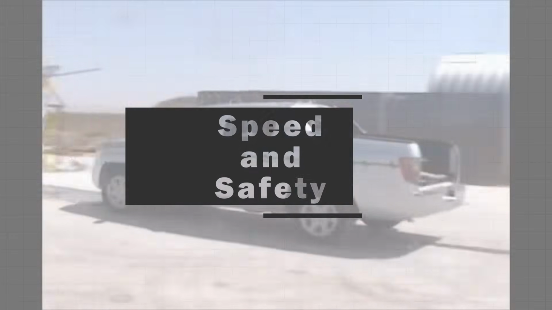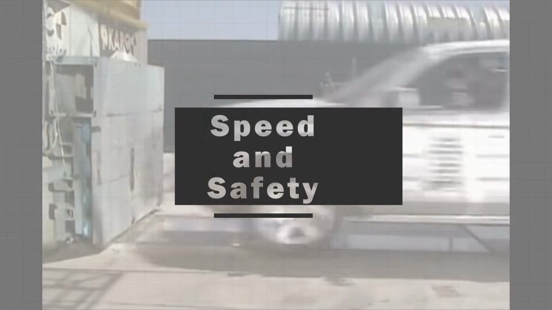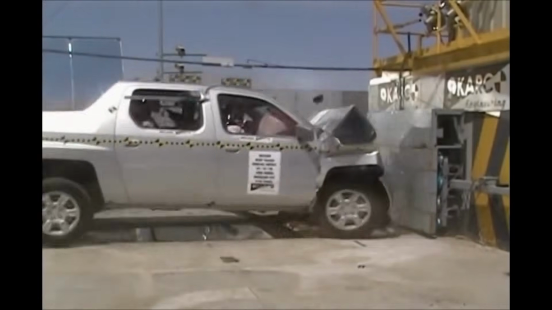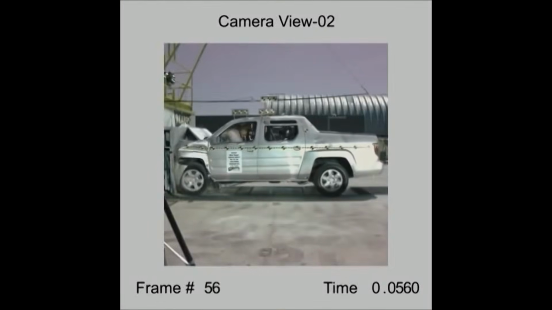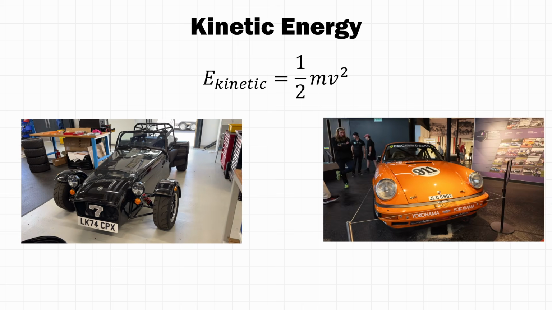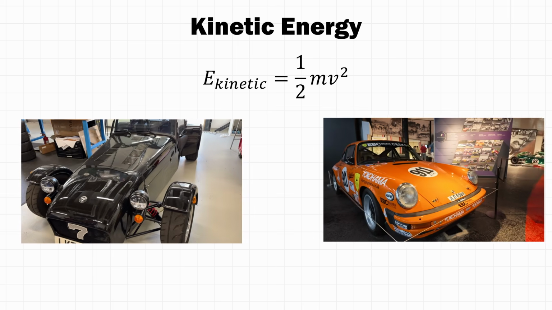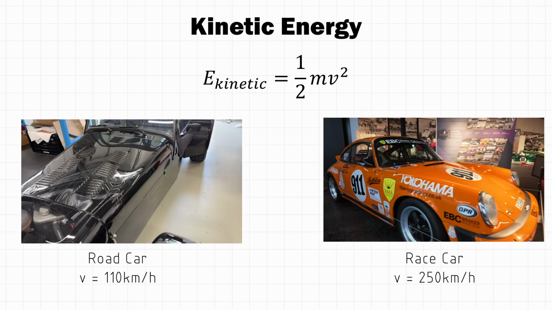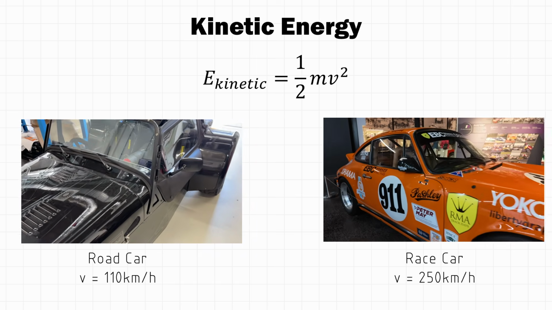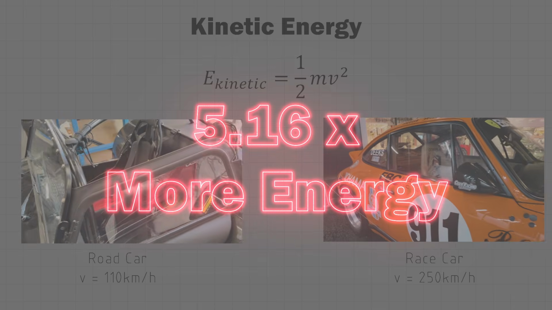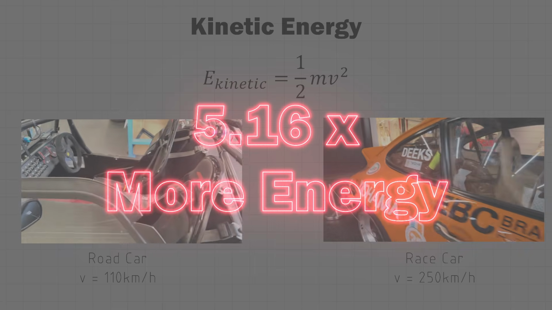The first obvious implication is safety. The kinetic energy that needs to be absorbed in a crash is going to be a half mv squared. And so at the top speed of a race car running here at Sebring compared to the top speed you're going to hit on an Australian road, it's 516% more energy at top speed.